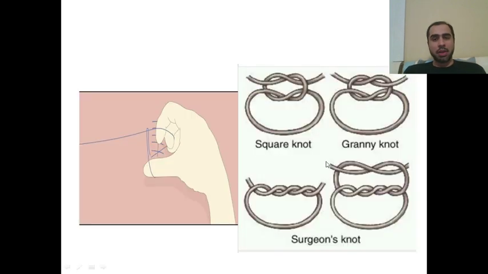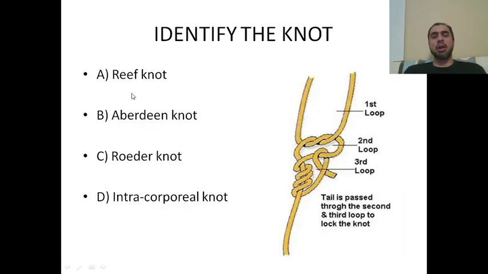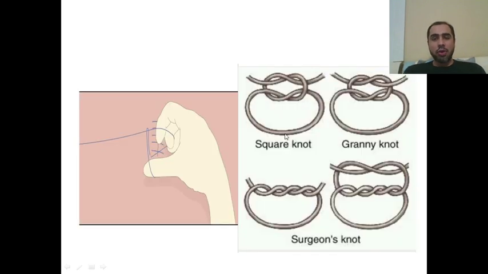Don't worry. This knot, which is the square knot, is also called the reef knot. A lot of you were calling this reef, where the square knot is the reef knot. They are both the same. Square knot is the ideal knot.